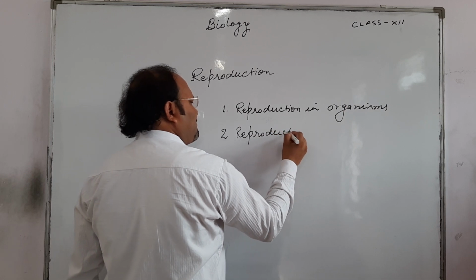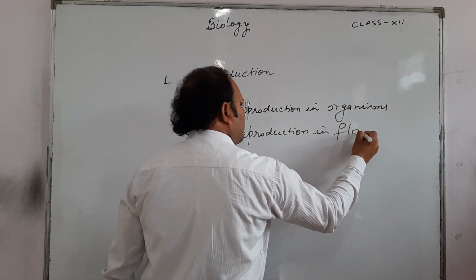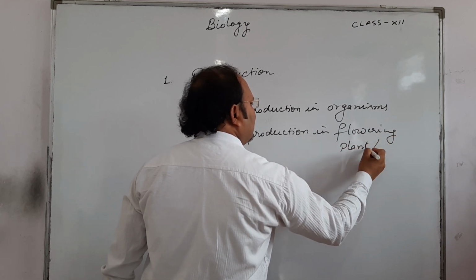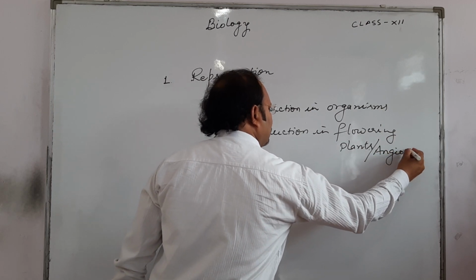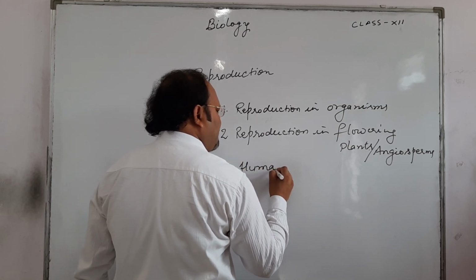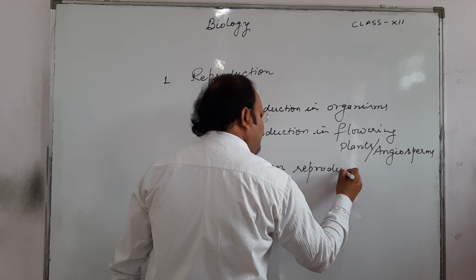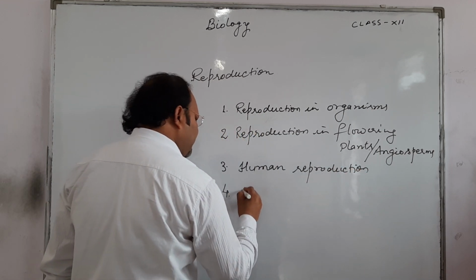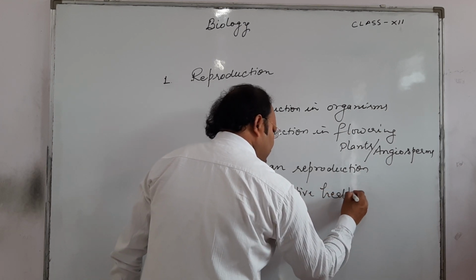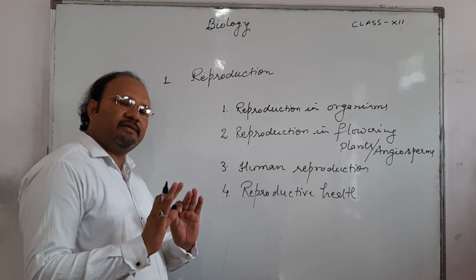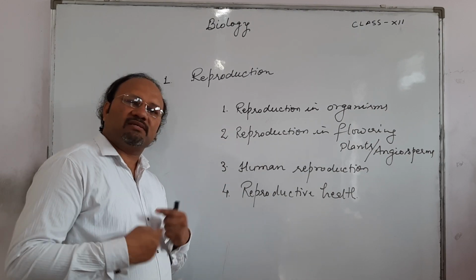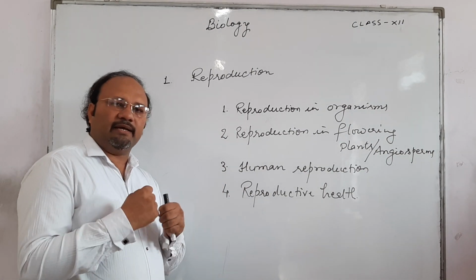Then, reproduction in flowering plants, or you may say angiosperms. Then the third chapter is human reproduction. And then the fourth is reproductive health. So all the chapters are related to reproduction, but for convenience we have classified them into 4 categories so that we can study the different topics easily in installments, right?